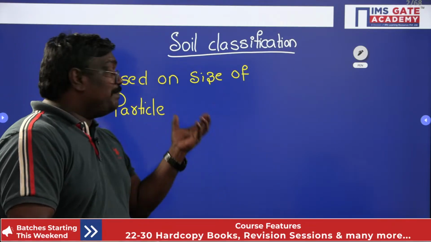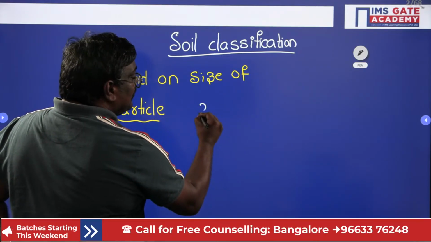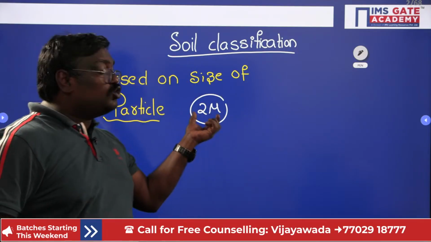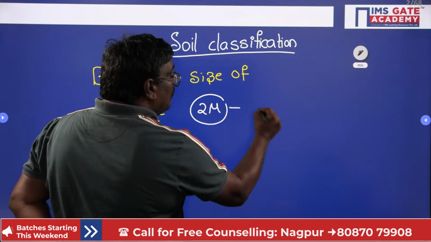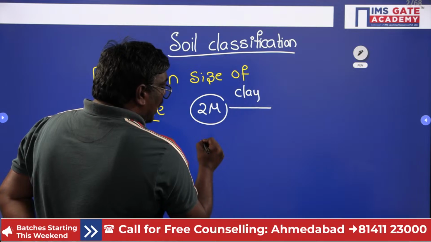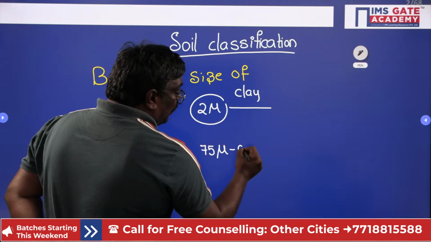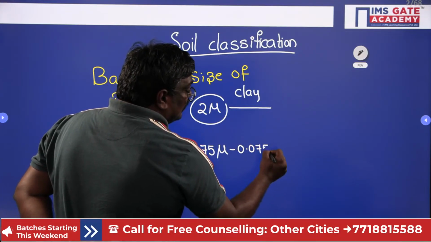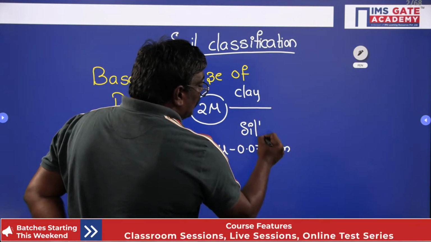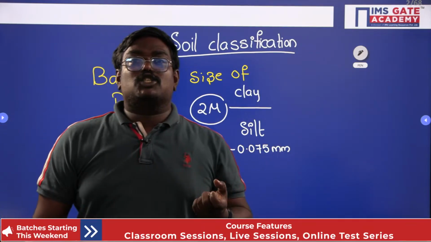Okay, so based on the particle size, how do we classify the soil? Suppose, my dear students, if I take the sieve size as 2 micron, whatever soil is below 2 micron, we call it clay. And after clay, up to 75 micron, in terms of mm, up to 0.075 mm, it is silt. So whatever soil comes between 2 micron and 75 micron, we classify as fine-grained.